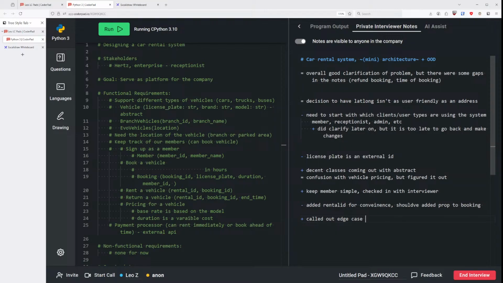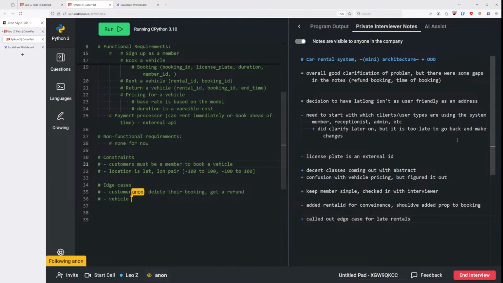I'll just write this down as something that we may consider later. Vehicle can be rented or can be returned after duration. Are there any other constraints or edge cases that we might have?